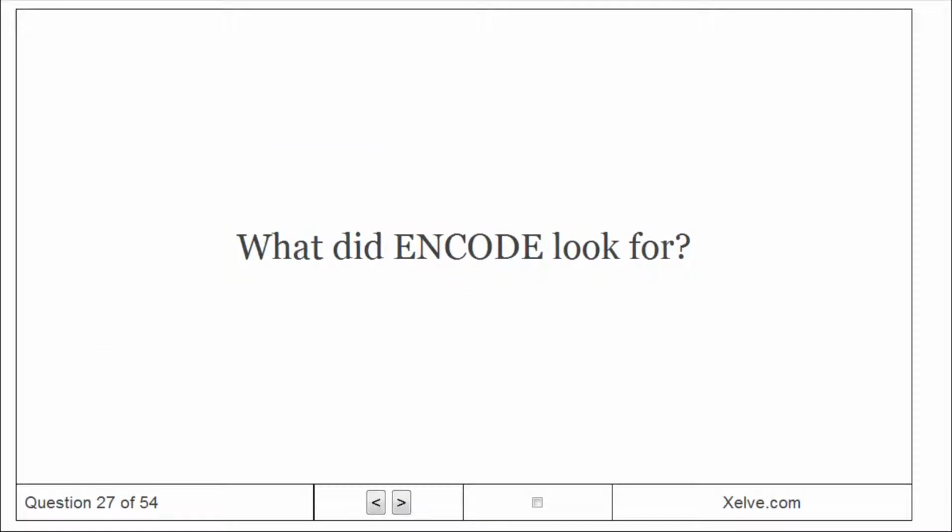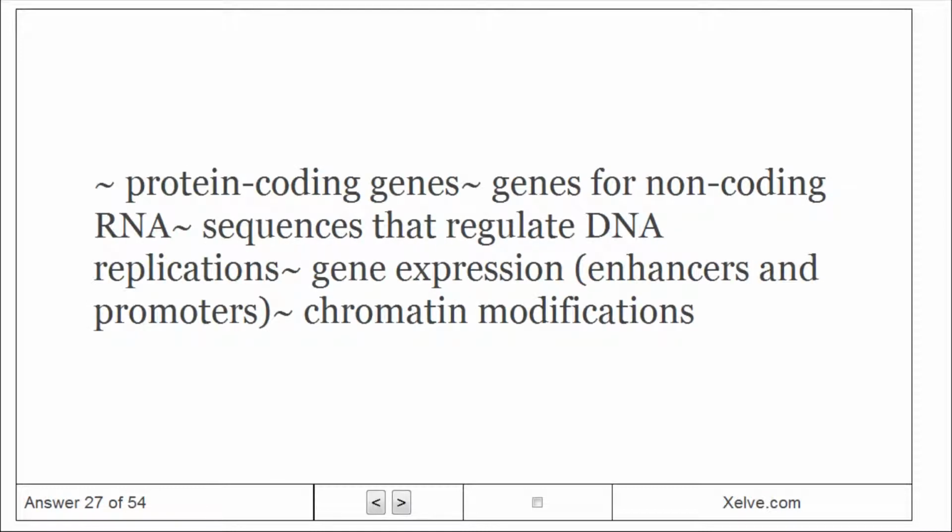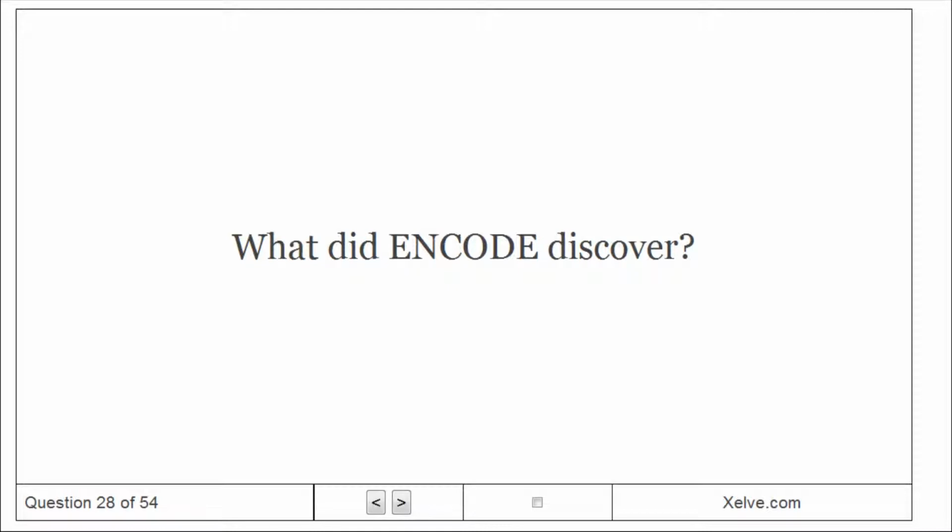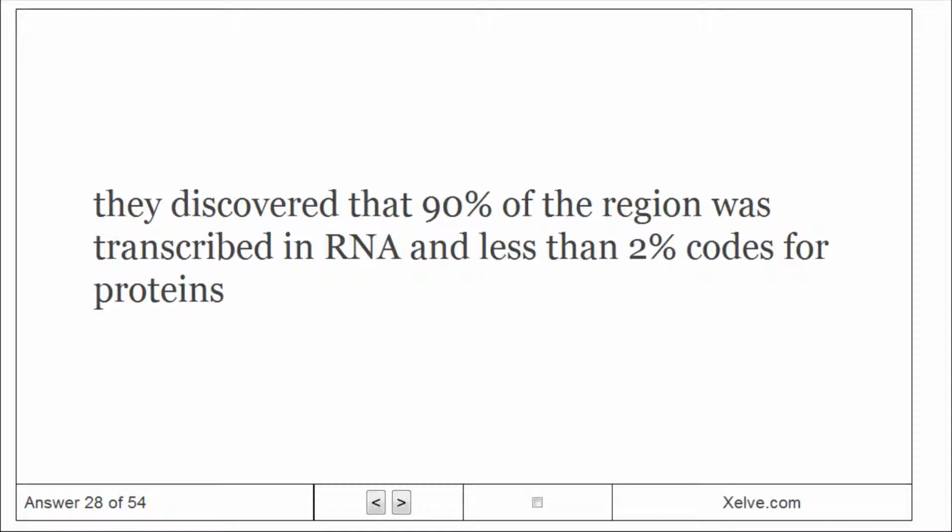What did ENCODE look for? Protein coding genes. Genes for non-coding RNA. Sequences that regulate DNA replication. Gene expression, enhancers and promoters. Chromatin modifications. What did ENCODE discover? They discovered that 90% of the region was transcribed into RNA and less than 2% codes for proteins.